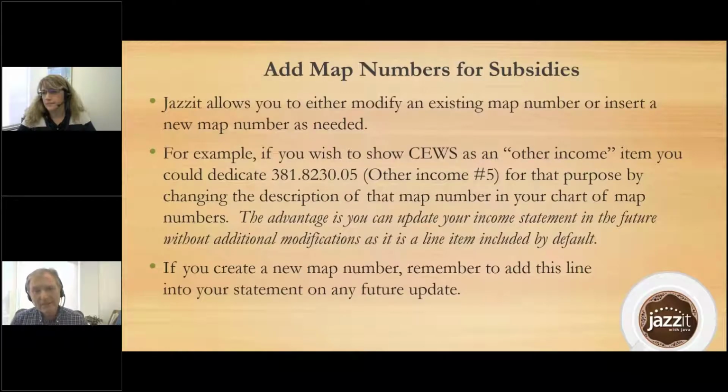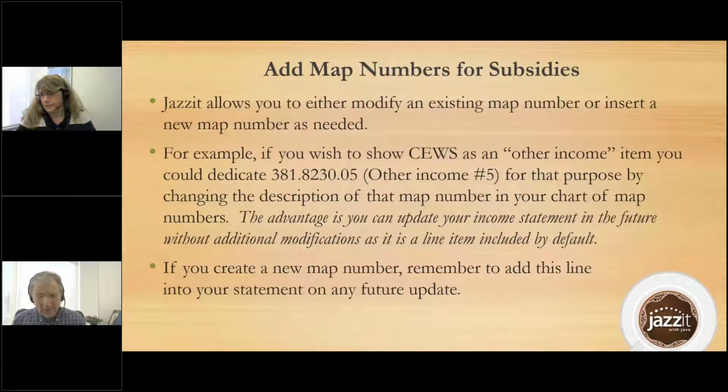One of the nice things about Jazzit is that it allows you to either modify an existing map number or insert a map number as needed. So it's been something that's been in the templates all along, and we have choices as to how we handle this. For example, if I wanted to show this wage subsidy as other income, what I could do is dedicate one of the existing other income map numbers for that purpose.